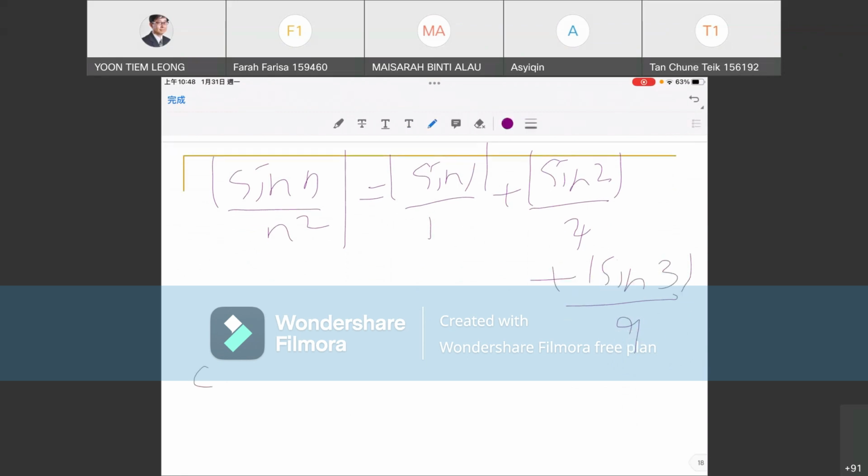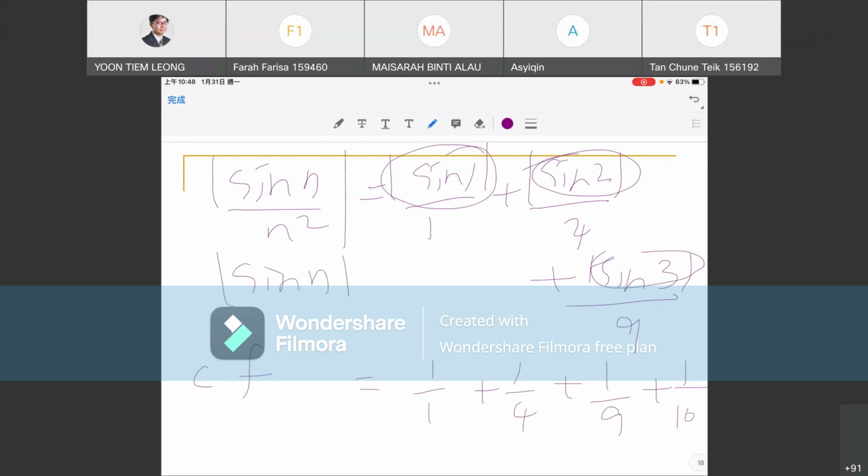So just compare it with what? With 1 over 1 plus 1 over 4 plus 1 over 9 plus 1 over 16, and so on. This term has a sine 1 in its numerator. This term has a sine 2 in its numerator. Then this term has a sine 3 in the numerator.